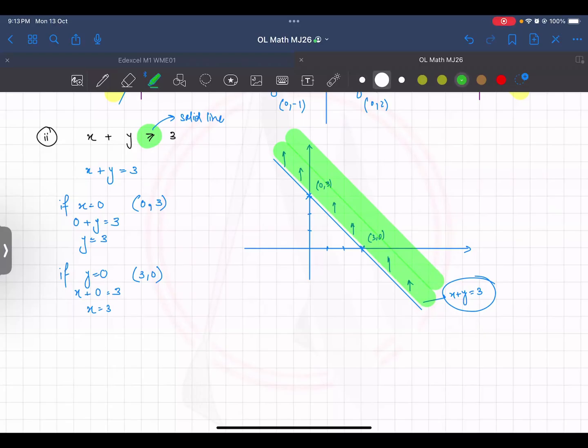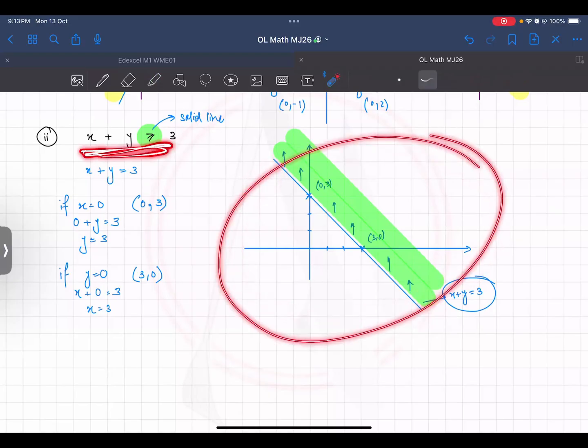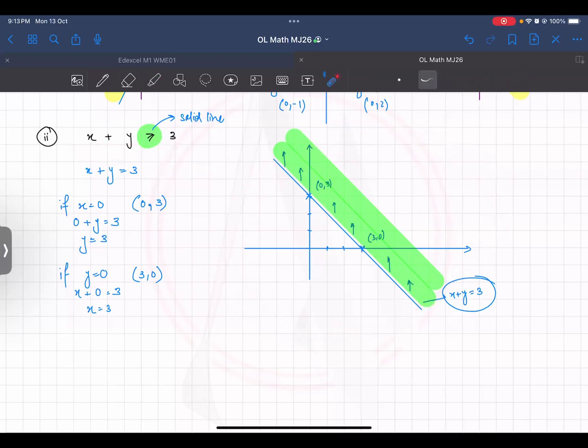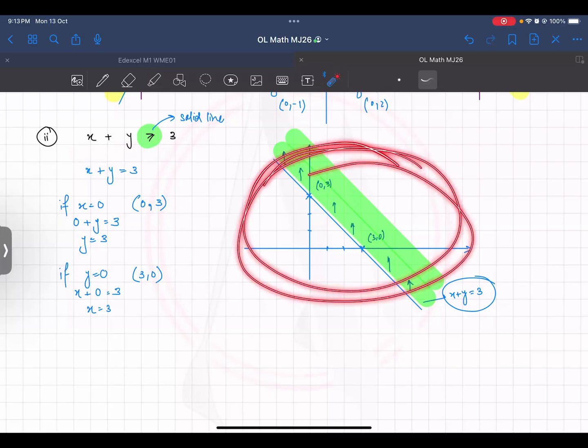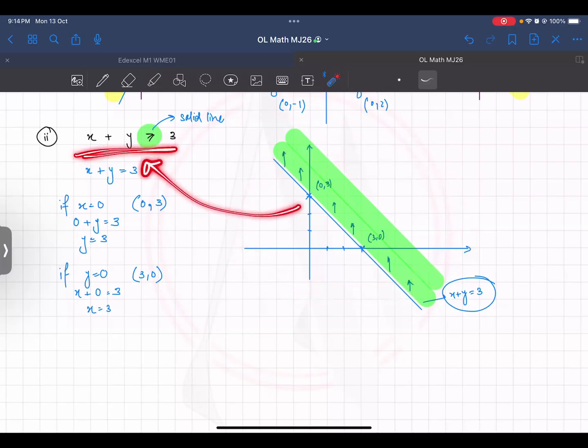And now the questions, they can either give you the equations and ask you to shade, or in other cases they can give you the shading. They can give you this complete diagram and ask you to find the inequality. What is the inequality for the shaded part? They will give you the shading and ask you to find the actual inequality. So you'll have to find the equation of the line as well, and give the correct inequality as well.